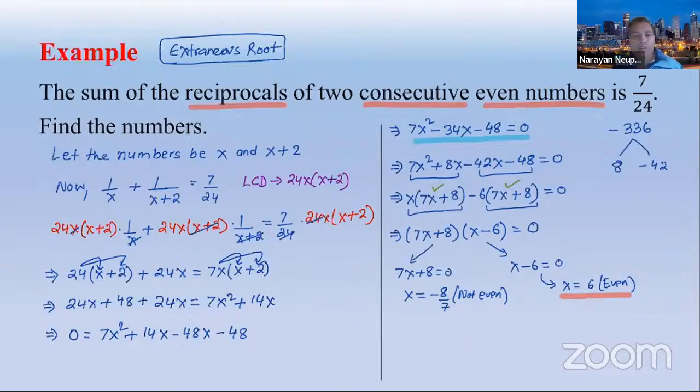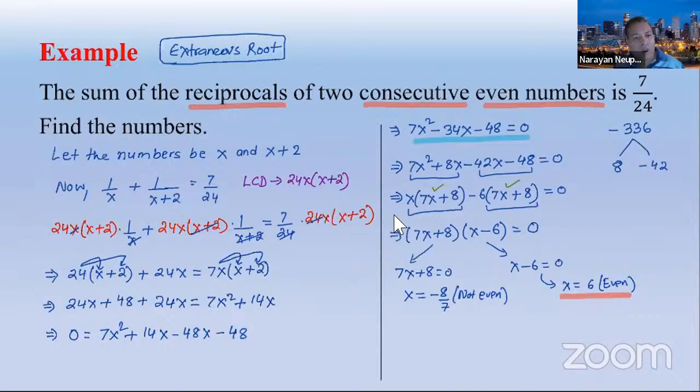I'm slowly introducing this term here because when we start working on something new next week on different types of equations, you'll see a lot of extraneous roots there. So I'm very picky here to select a question where we get an extraneous root. Extraneous roots are the roots which we obtain by solving the equation, but they do not satisfy the equation based on our context. Here the context is we are looking for even numbers. So the only number that satisfies the equation is x equal to 6.